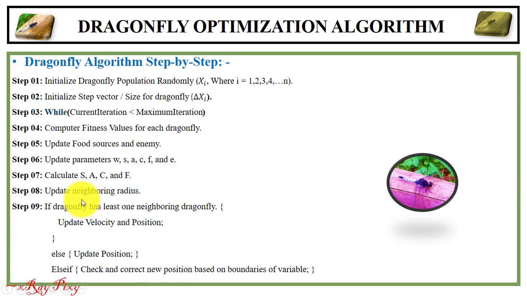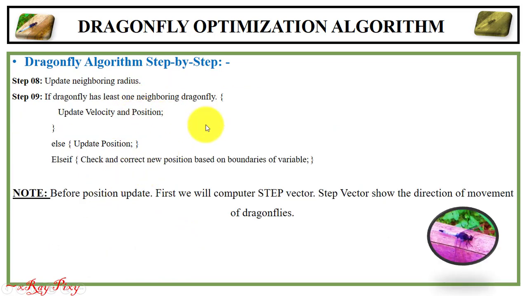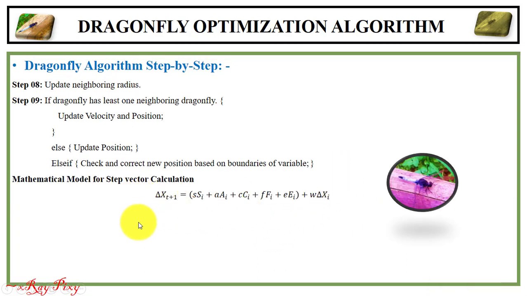Now next step is to update the position and the velocity of the dragonflies. Before updating the position, first we have to update the step vector or step size for each dragonfly, because it plays an important role in updating the position of the artificial dragonflies. So first we will compute the step vector, because the step vector shows the direction of movement of the dragonflies, and using this mathematical equation we can compute the step vector for each dragonfly.